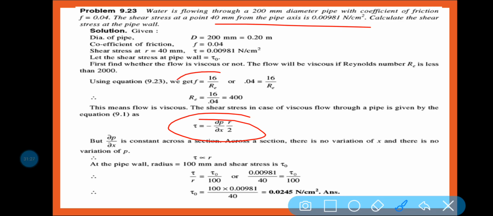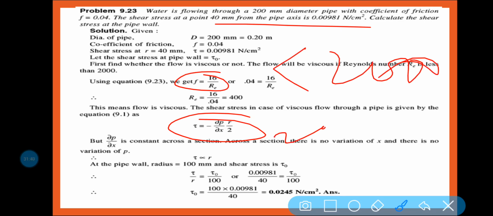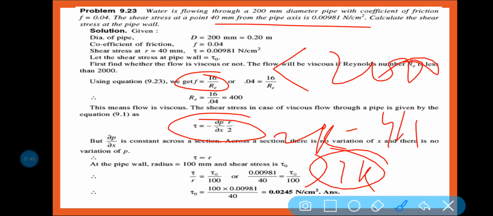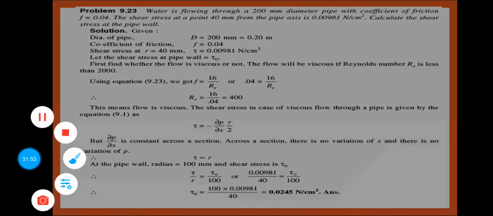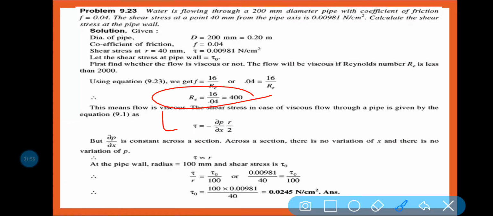So F is equal to 16 by Reynolds number, using this formula. The flow will be viscous if Reynolds number is less than 2000; 2000 to 4000; and greater than 4000. Greater than 4000 means turbulent flow, less than 2000 means laminar flow, and 2000 to 4000 means transition state. So the value of Reynolds number is equal to 400, so we can say this is viscous flow or laminar flow.